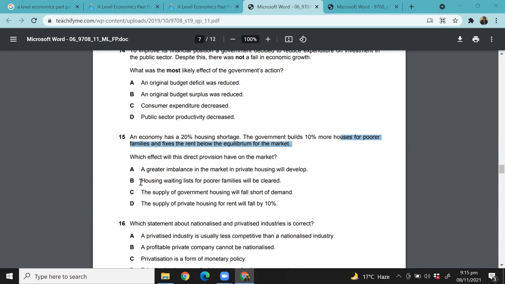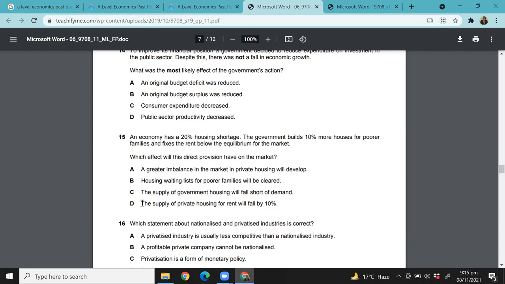So that would not be cleared, because I would not want to rent my house to poor families knowing that they are paying me rent less than the equilibrium. Otherwise, if the market rent is 50,000 rupees per month, but the government has set it below the equilibrium, which means 30,000 or 20,000, then I would not want poor families in my home because they are paying me less than other people, right?